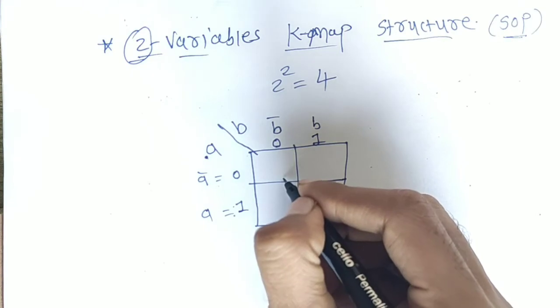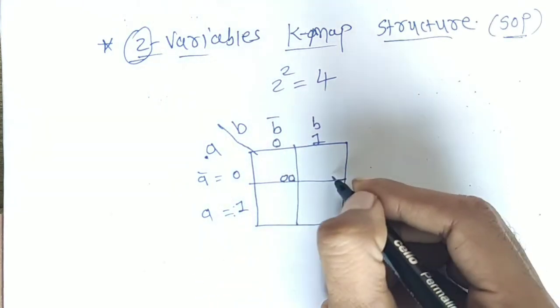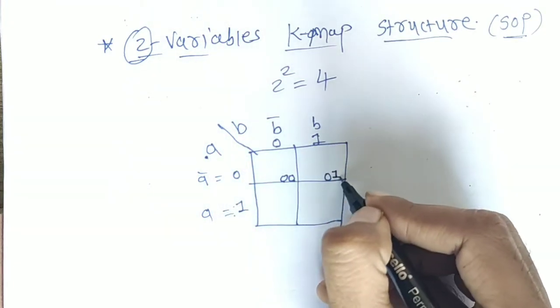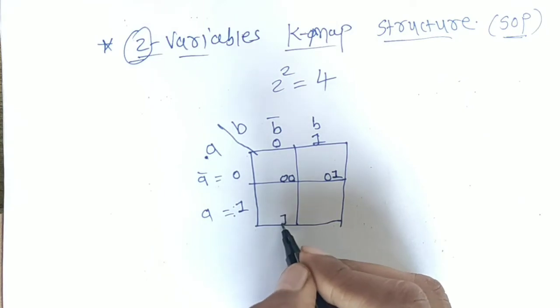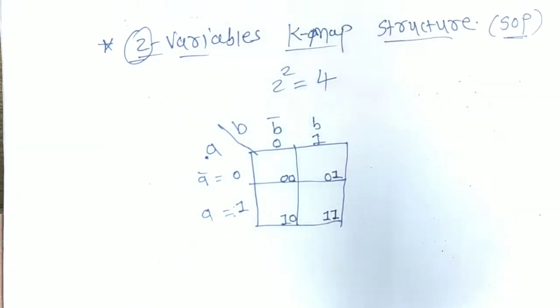So here this is 0, 0: A is 0, B is also 0. In this cell, the value of A is 0, but the value of B is 1. In this cell, the value of A is 1, B is 0, and the last one is both 1, 1. Right? This is the address of each and every cell.